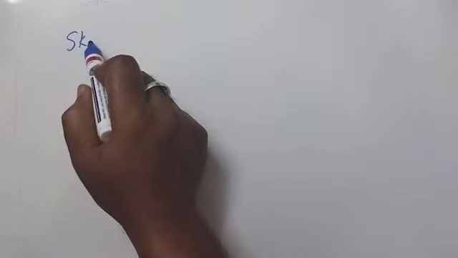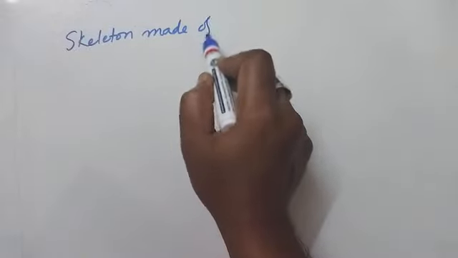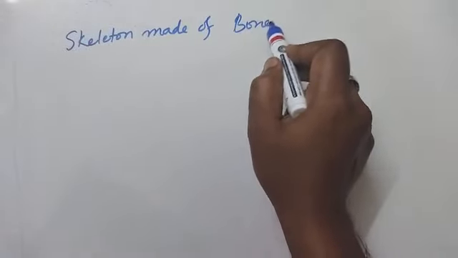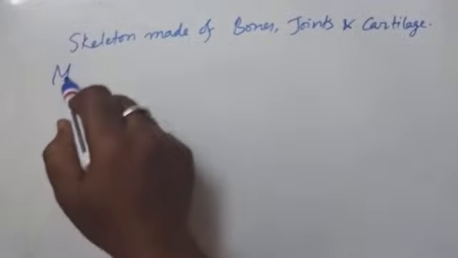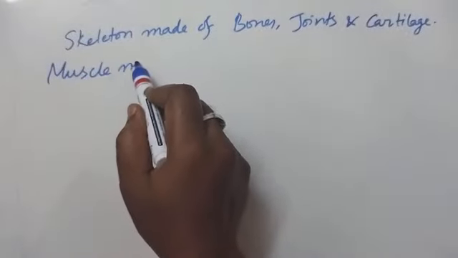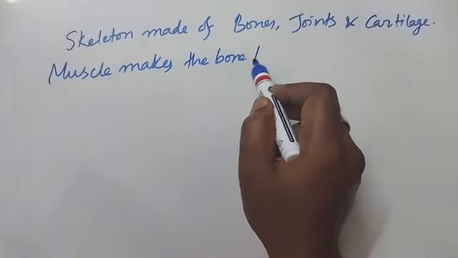What did we learn today? Our skeleton is made up of bones, joints and cartilage. And what makes the bones move the way they do? Muscle makes the bone move.